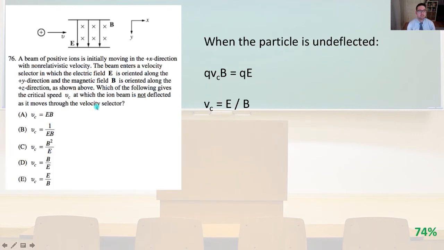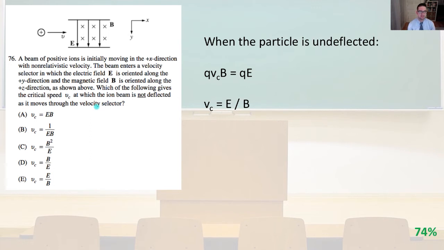76. A beam of positive ions is initially moving in the positive x direction with non-relativistic velocity. The beam enters a velocity selector in which the electric field E is oriented along the positive y direction and the magnetic field B is oriented along the positive z direction as shown above. Which of the following gives the critical speed Vc at which the ion beam is not deflected as it moves through the velocity selector?